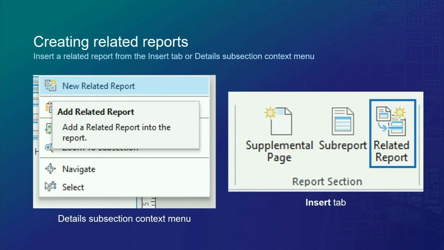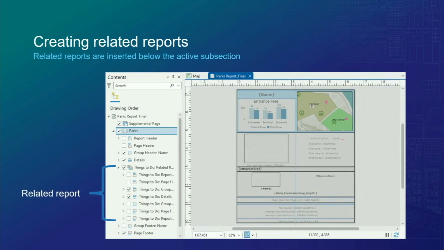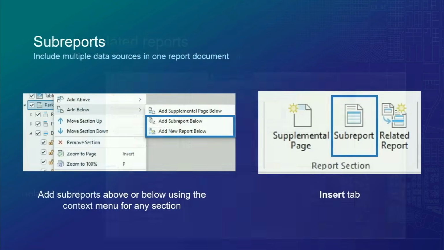So related data can be used to create a related report. For example, states in the US. There are cities in every state. So we can add a related report to list those cities under the state. And this can be added from the Insert tab or the Details subsection context menu. After configuring the related report, a new expander is added beneath the Details subsection of the main report. It houses the subsections of the related report.